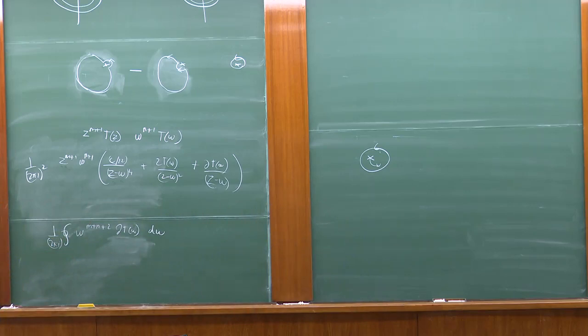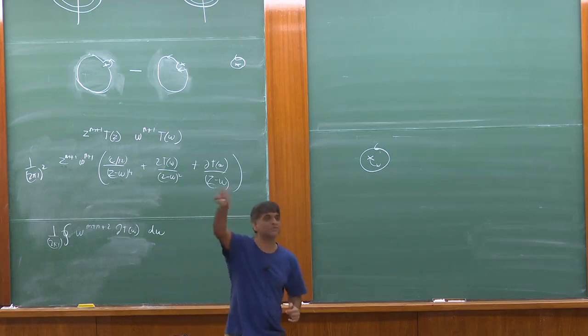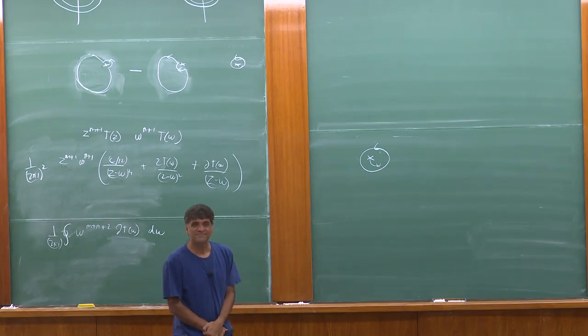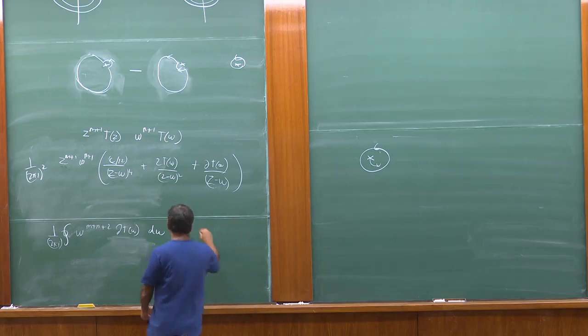And I chose my integrand to have a factor of 1 over 2 pi i, so that Cauchy's theorem kills 1 over 2 pi i. I have one of them left. Is this clear? Okay, so this is term 1.